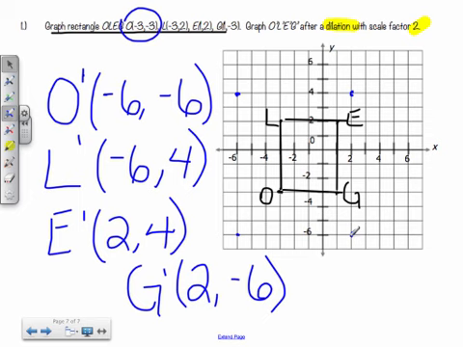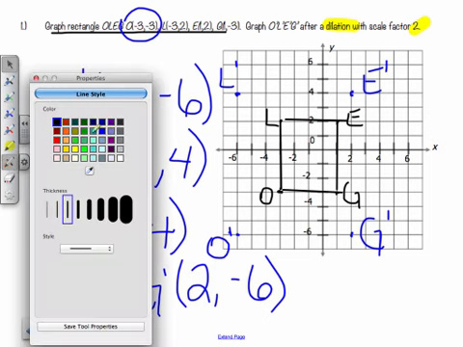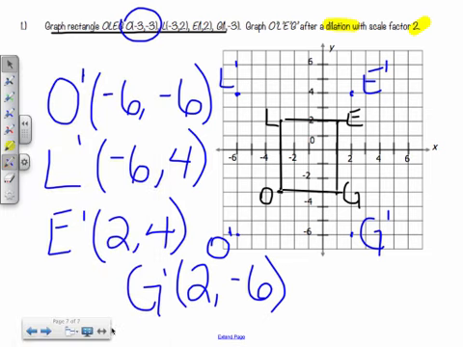And then I'm going to label them with my primes. So this is O prime. This is L prime. This is E prime. And this is G prime. All right, now all I have to do is connect my points, and I will end up getting my new rectangle, which should be twice as big because the scale factor was 2. There we go. And that's how you do a dilation.